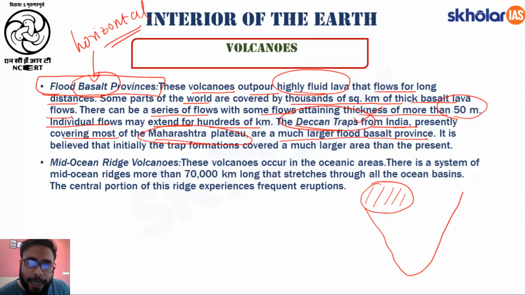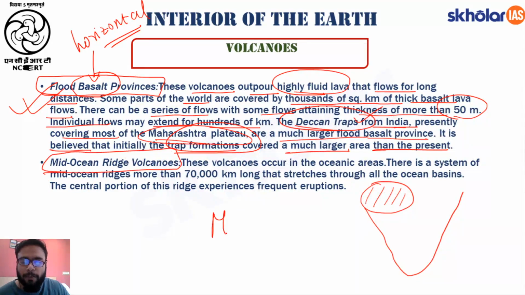So this Deccan Trap region is an example of a flood basalt province, very, very important from an exams perspective, right? Then it is believed that initially the trap formations covered a much larger area than the present or contemporary times. Understood? Lastly, what we have is something which is called MORs.